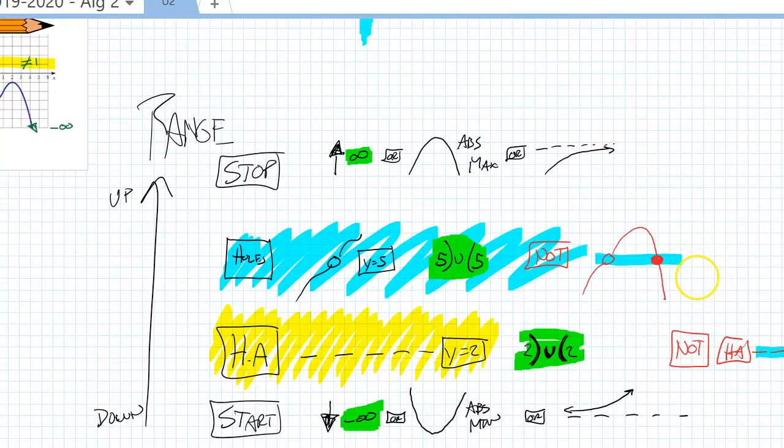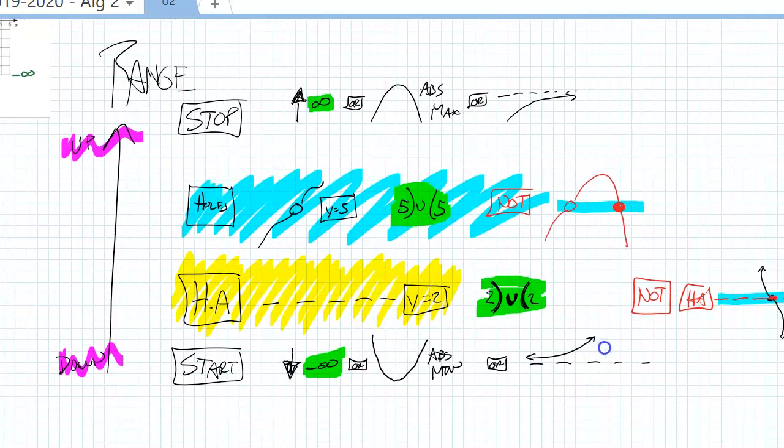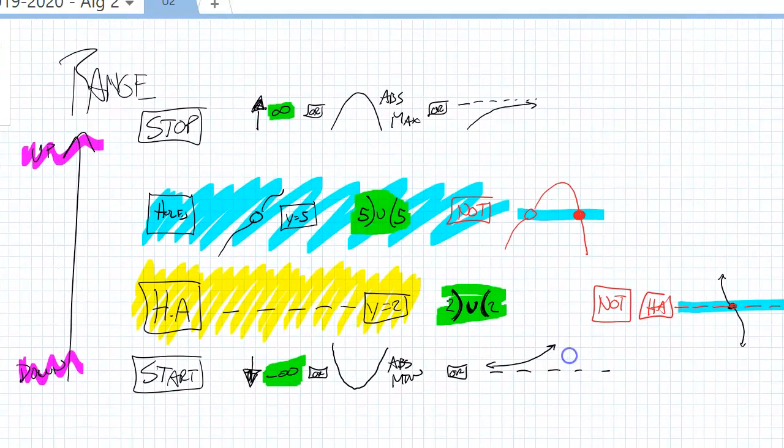We're going to list them. For range, we're going from down to up, from the lowest point to the highest point. We're looking at where it starts to where it ends, and once again, we're looking for horizontal asymptotes, dotted lines that we're not crossing through, and any holes that may occur, and we're trying to exclude those.